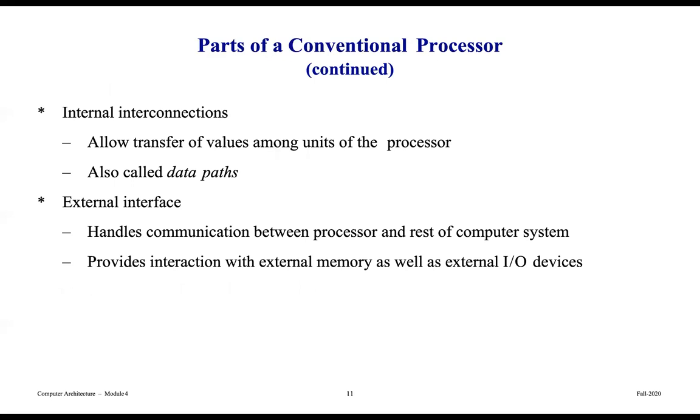In terms of the internal interconnections, they allow transfer of values among units of the processor, which is sometimes called data paths. Instead of going to external memory, we're talking about things done internally on that single chip that's in the processor. Finally, there are the external interfaces that handle communications between the processor and the rest of the computer system. They provide interactions with external memory as well as external I/O devices.